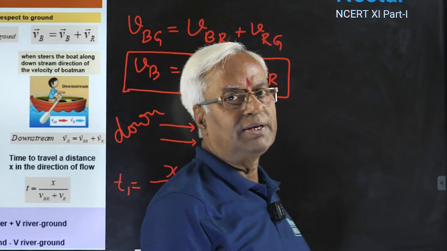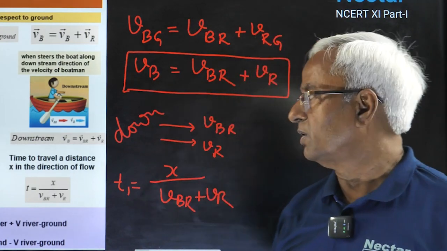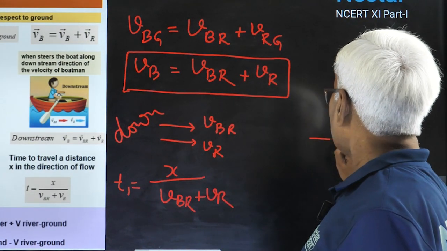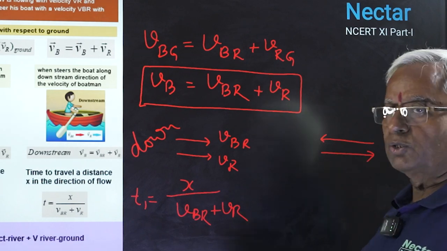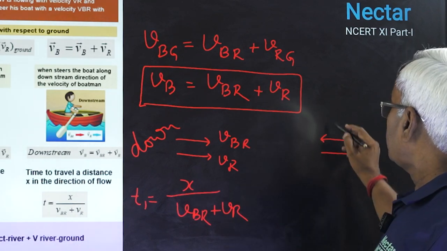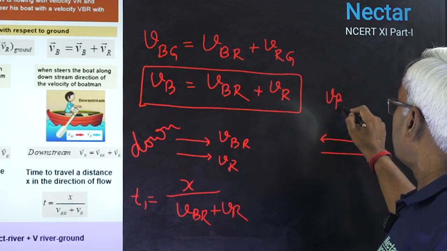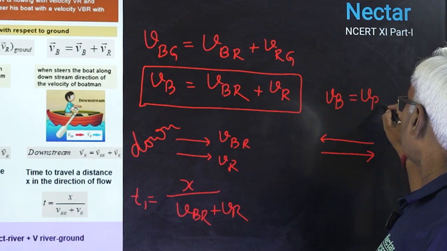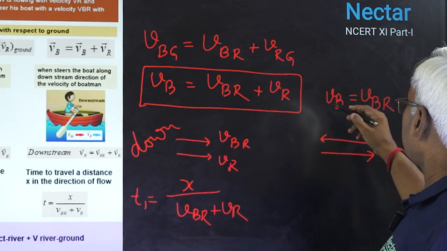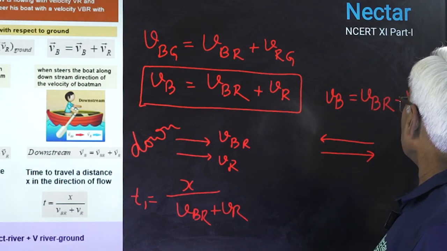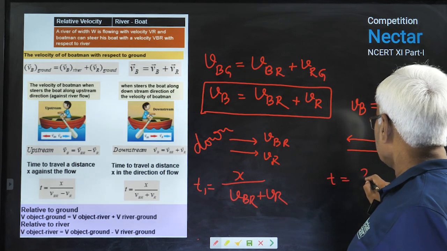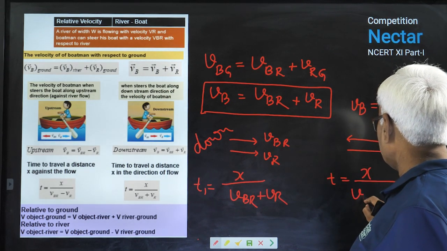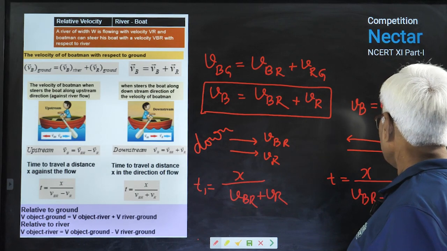When upstream case is considered, obviously both are opposite. This is the velocity of river flow and the boat has started just opposite to it. In this case, the net velocity shall be given as velocity of boat with respect to river minus velocity of river. And then time to cover distance x will be given by this one.